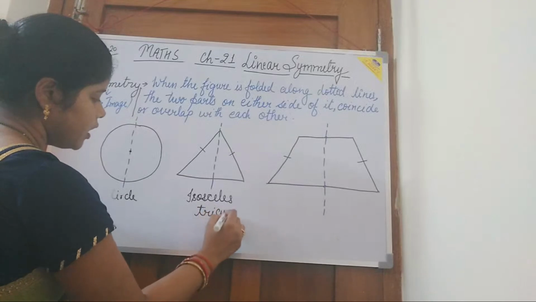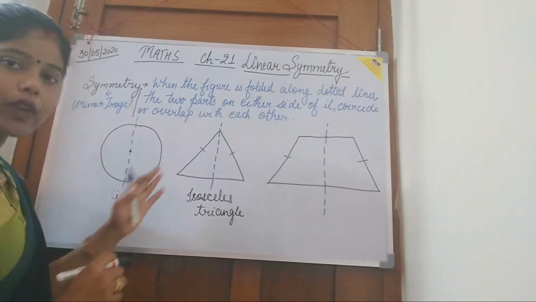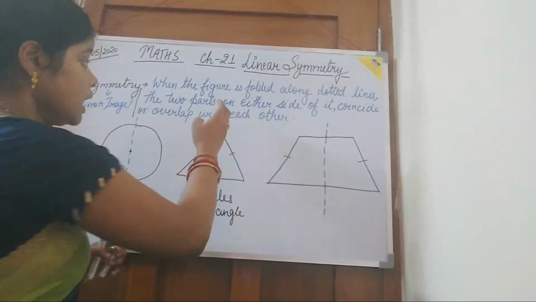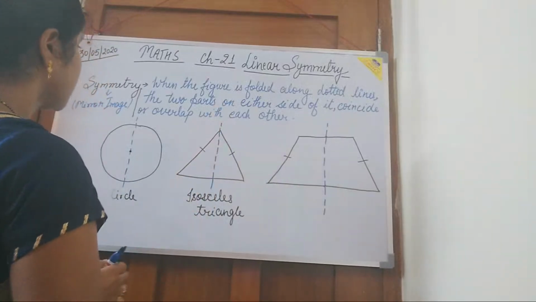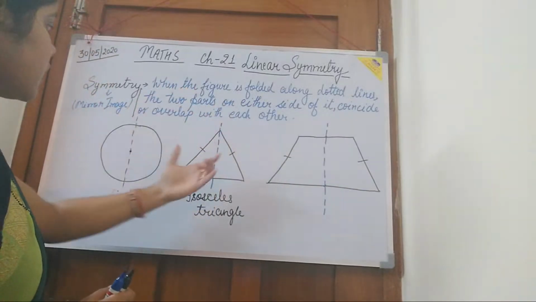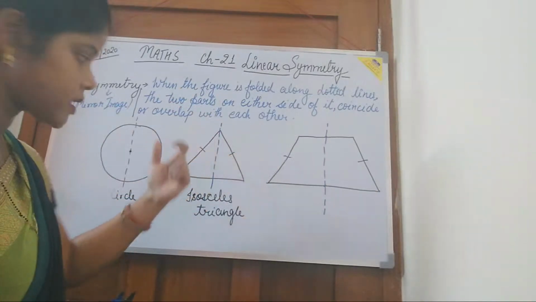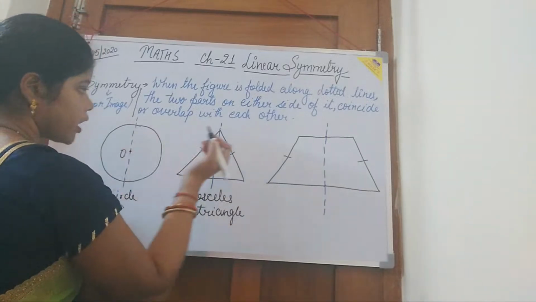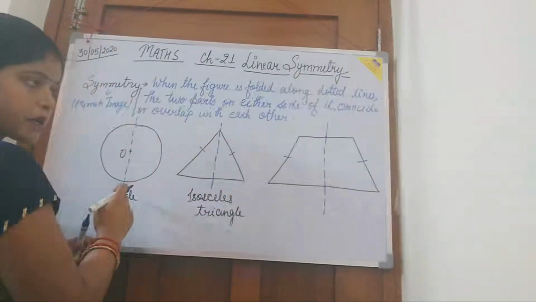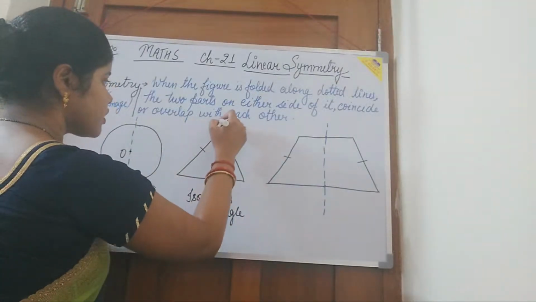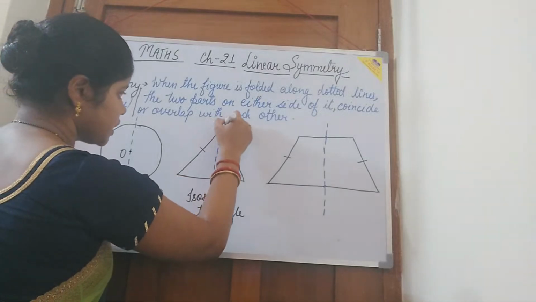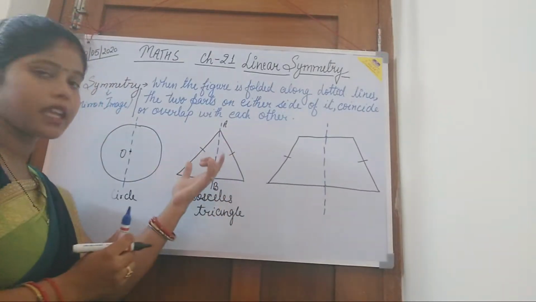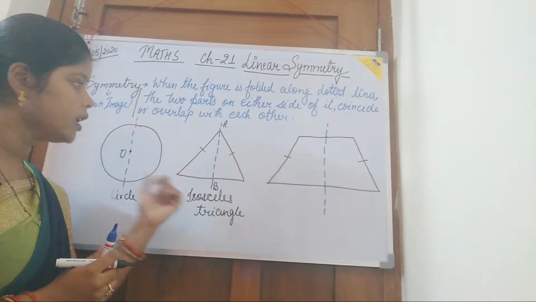In an isosceles triangle, two of its sides are equal. So wherever two sides of the figure are equal, this line of symmetry divides the isosceles triangle into two identical parts. Just name it. According to this, the line of symmetry passes through the center of a circle. AB is the line of symmetry which divides the isosceles triangle into two identical parts.